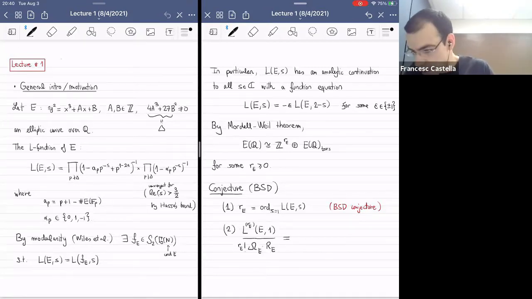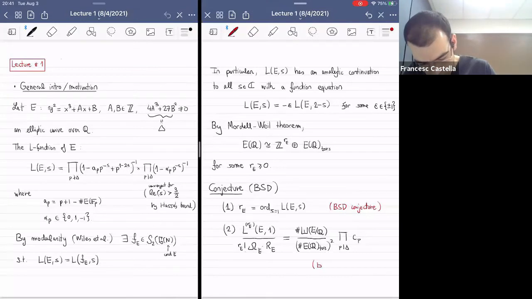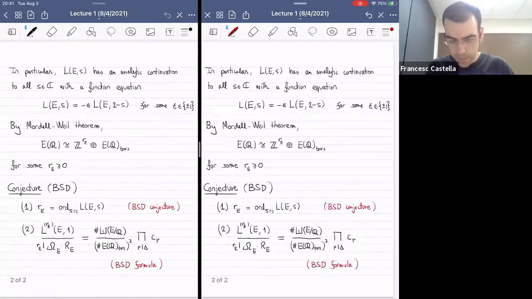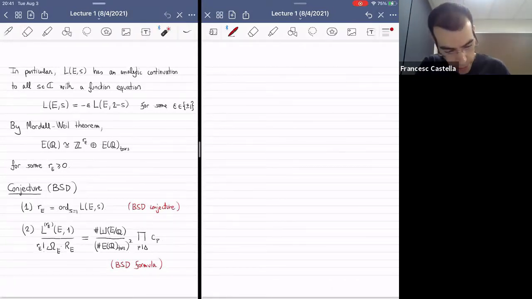And the conjecture predicts that that should be equal to the order of this Tate-Shafarevich group divided by the order of the torsion squared times the product of the Tamagawa factors. Okay, and this second part or refinement is what's usually called the BSD formula. Again, I don't recall each of these terms. They were already explained in Anupam's lecture series.